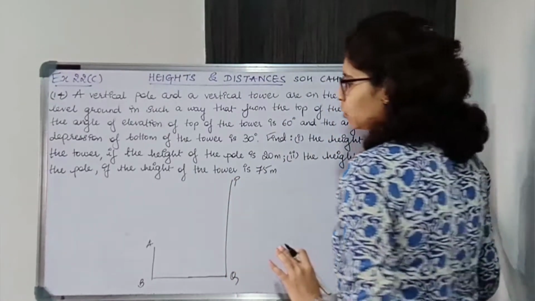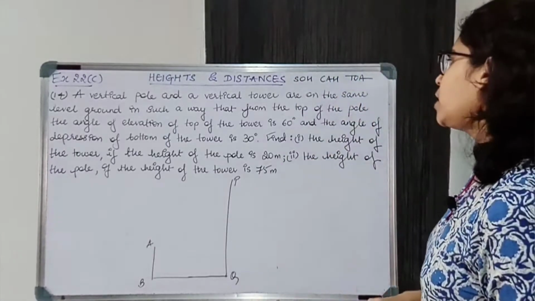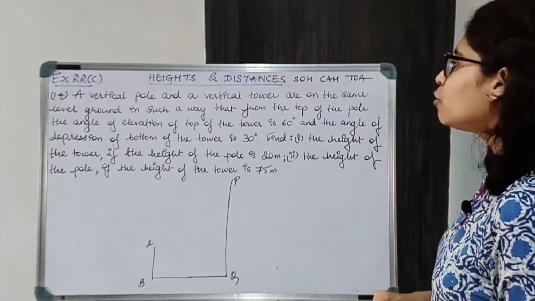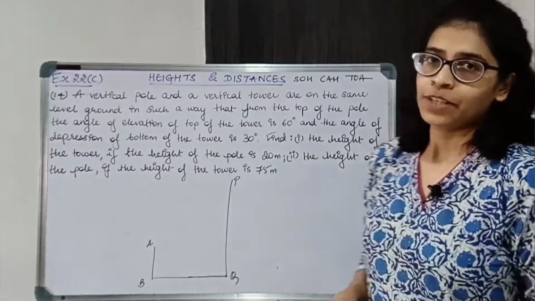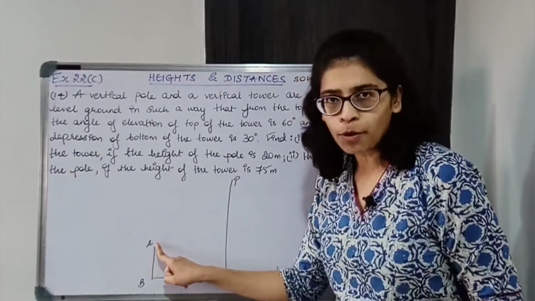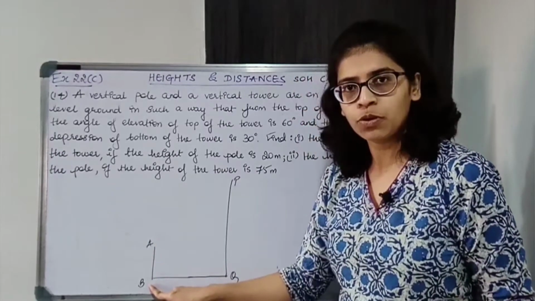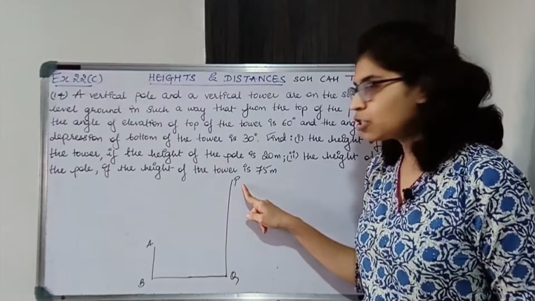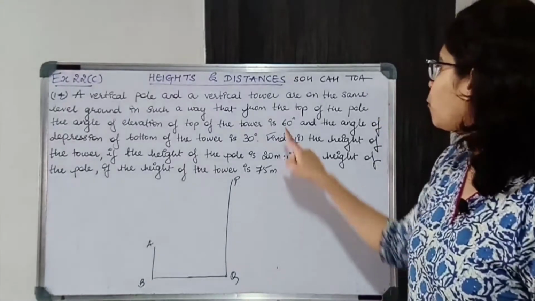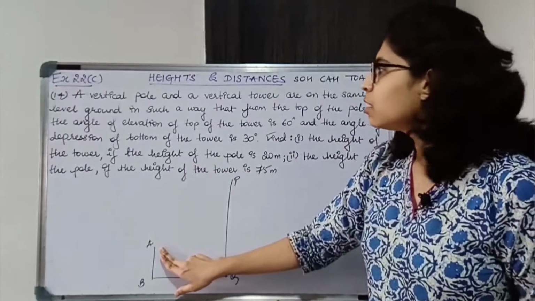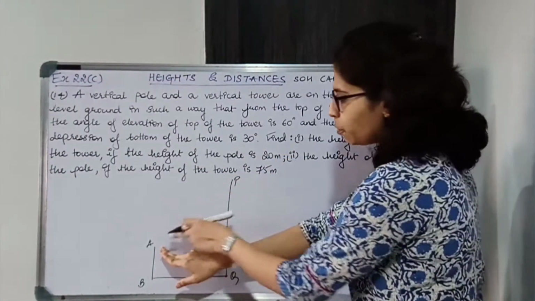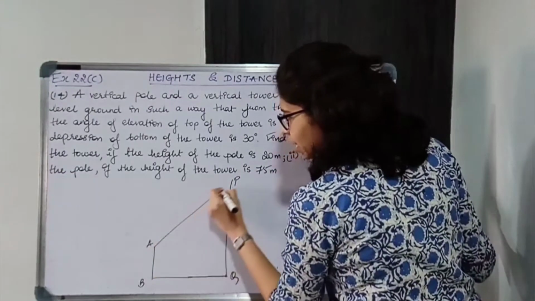Now a vertical pole and a vertical tower are on the same level ground in such a way that from the top of the pole, the angle of elevation of the top of the tower is 60 degrees. So this is the pole and this is the tower. A is the top of the pole and B is the bottom of the pole. In the tower, P is the top of the tower and Q is the bottom of the tower. What you are told is that from the top of the pole, that is A, the angle of elevation of the top of the tower is 60 degrees. So you are observing the top of the tower. From A you are looking at P.